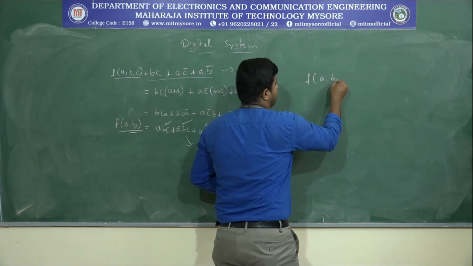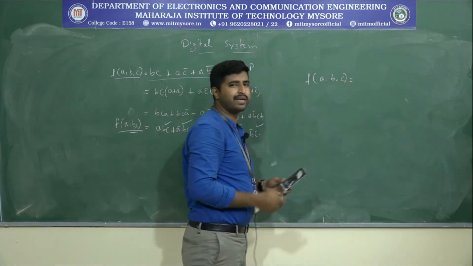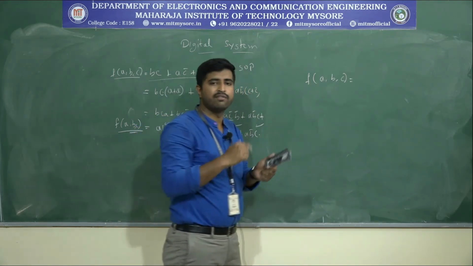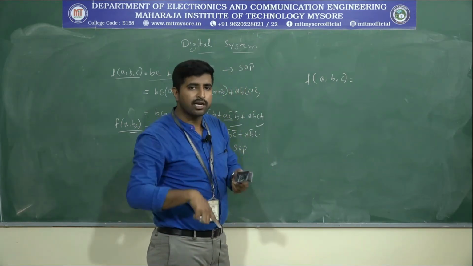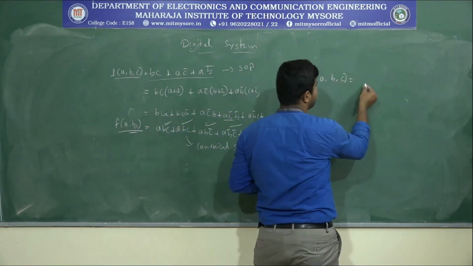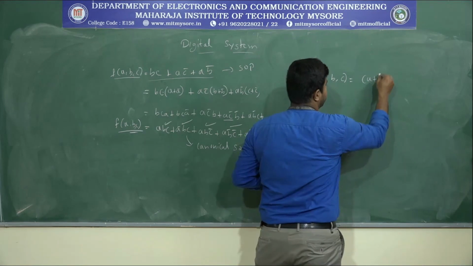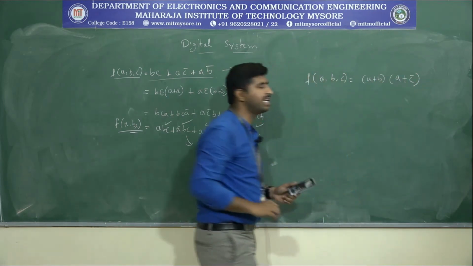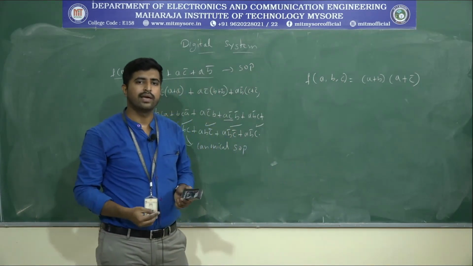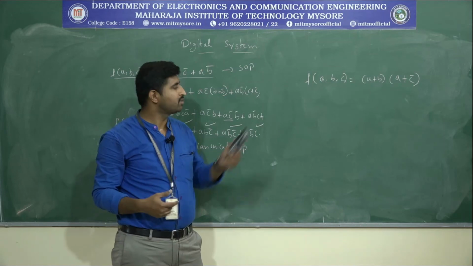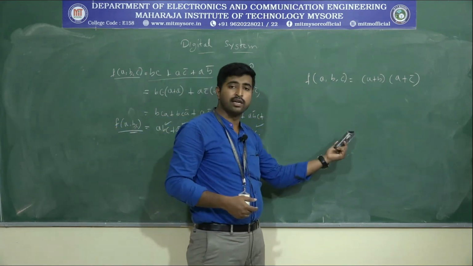So f of a comma b comma c. I will take an example just to represent max terms, and to show how to convert the max term equation to the canonical max term equation. So here randomly I am taking f of a comma b comma c equals a plus b times a plus c bar. Assume this is the equation we have. We need to convert it to the canonical form. How do we convert this max term equation to the canonical form?